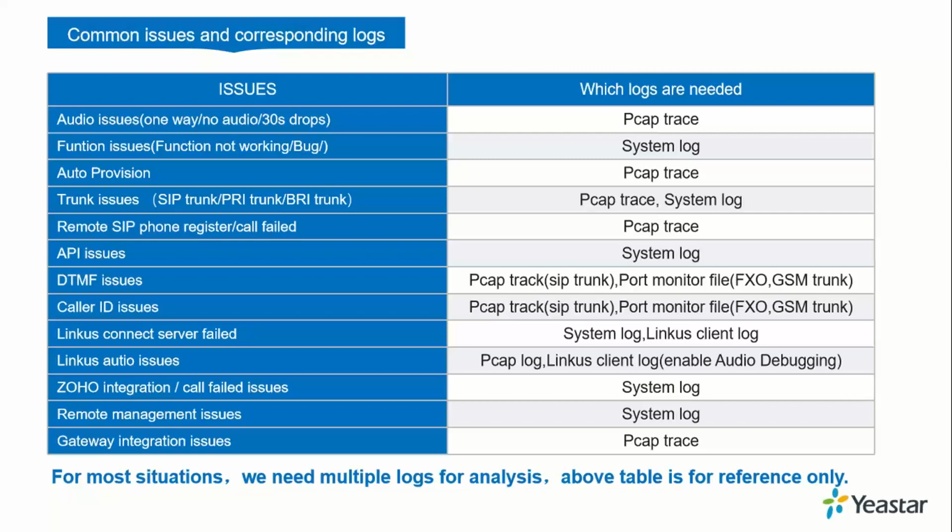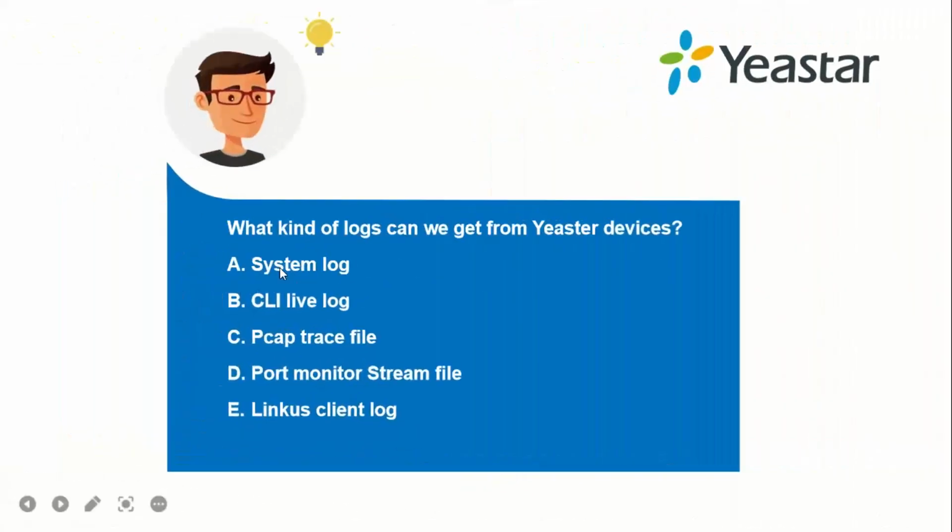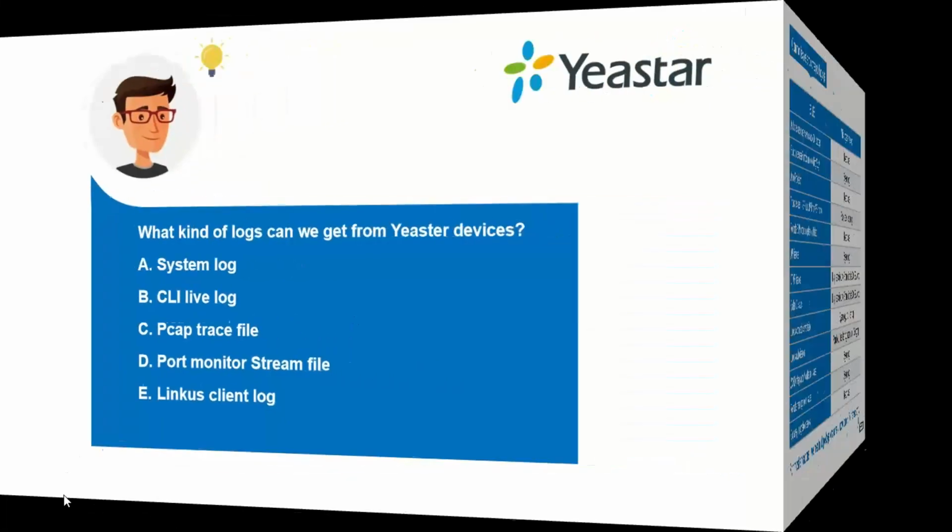All right. So the reason why I picked the PCAP file today is because it is strongly related to SIP call flow. Talking about the system log is more like the underlying functions, and the CLI live log is like another format of system log, a live one. And the PortMonitor stream file is for some analog issues, like DTMF, some analog signal. So that's the reason why I picked the PCAP trace file today, right?